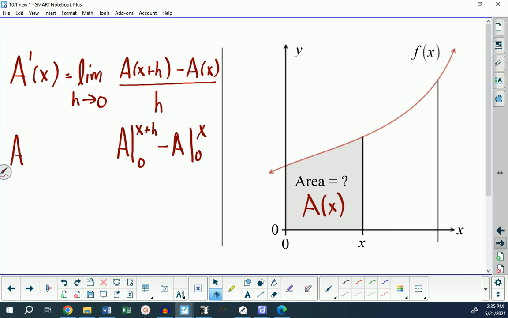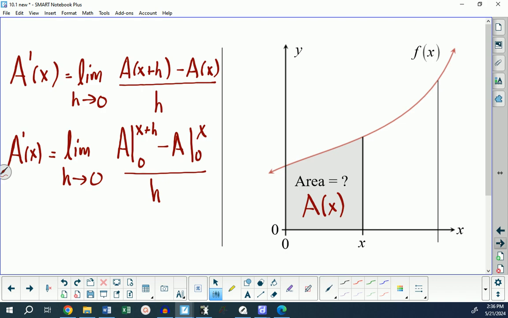Which means now we have the derivative of the area function. The derivative of the area function is equal to the limit as h approaches 0 of the area. So it's all of a sudden gone from algebra to geometry. The limit as h approaches 0 of the area between x equals 0 and x plus h, minus the area between x equals 0 and x, all over h. But the area between 0 and... you don't have a bunch of highlighters, so you're going to have to figure out a way to communicate this to yourself, or you can watch the video later.